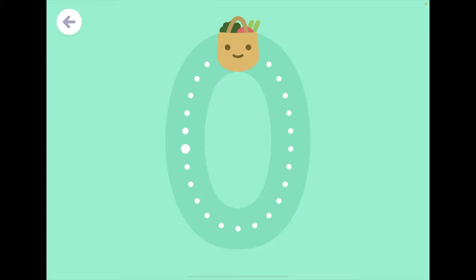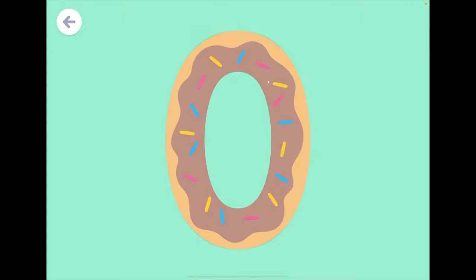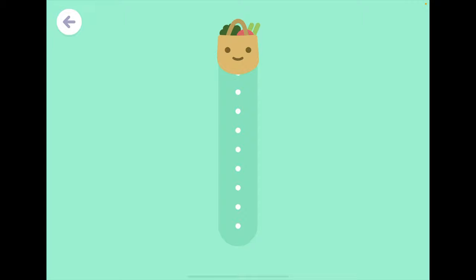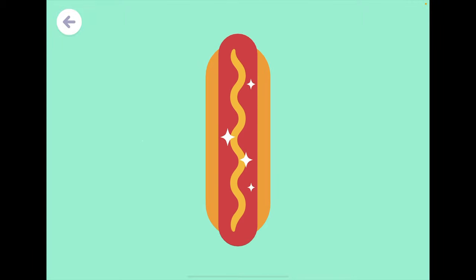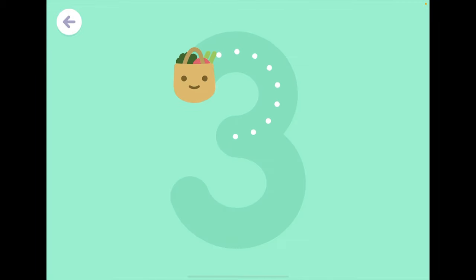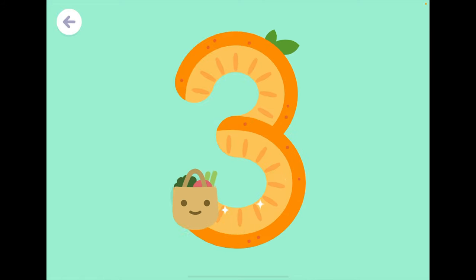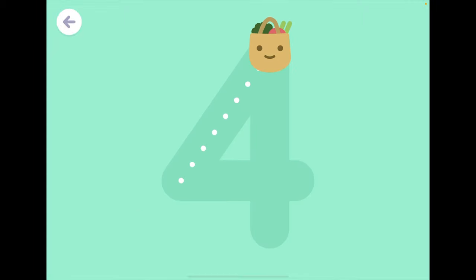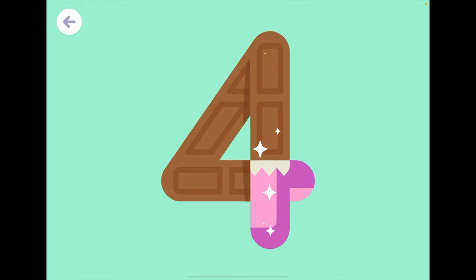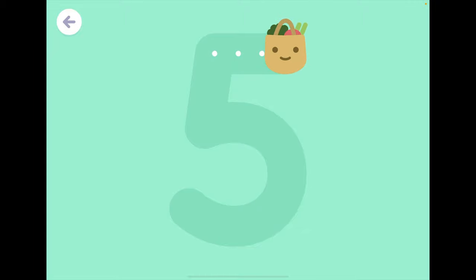Now we get to trace some numbers. 0! A donut! It's a 0! 1. Two. Let's trace a 3. 3. Let's trace a 4. 4. Let's trace a 5.